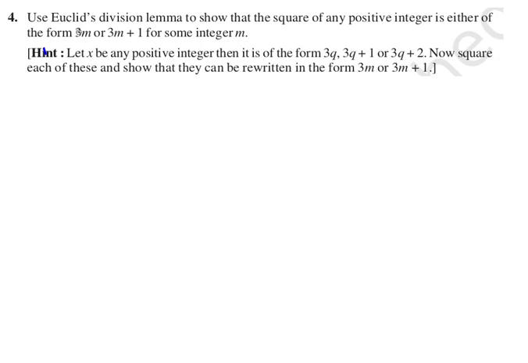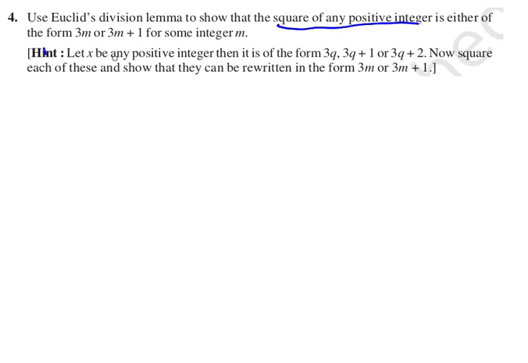Next case. This is an NCERT problem. Use Euclid's division lemma to show that the square of any positive integer is either of the form 3m or 3m plus 1. So, what is given? To show that the square of any positive integer. Square of any positive integer can be written in the form of 3m or 3m plus 1.